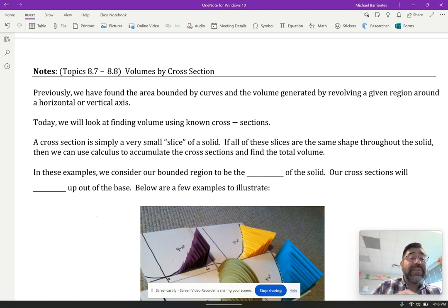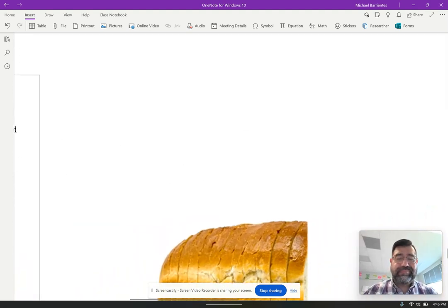And so I will say that this first sentence, we really haven't talked about volumes generated by revolving a given region around a horizontal or a vertical axis. We haven't gotten to that yet. That's coming after this set of videos. And so we've only done areas. But the idea behind volumes of cross section, I think, is pretty basic, and it's pretty applicable.